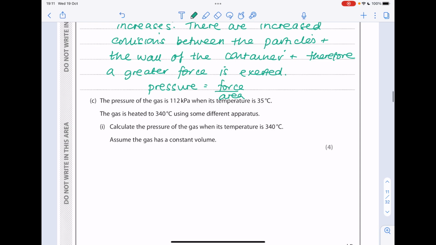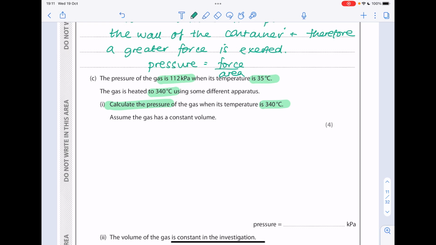In these physics explanations, the pressure of the gas is 112 kPa when its temperature is 35 degrees Celsius. The gas is heated to 340 degrees using some different apparatus. Calculate the pressure of the gas when its temperature is 340 degrees. Assume that the gas has constant volume. 4 marks. Don't panic though.